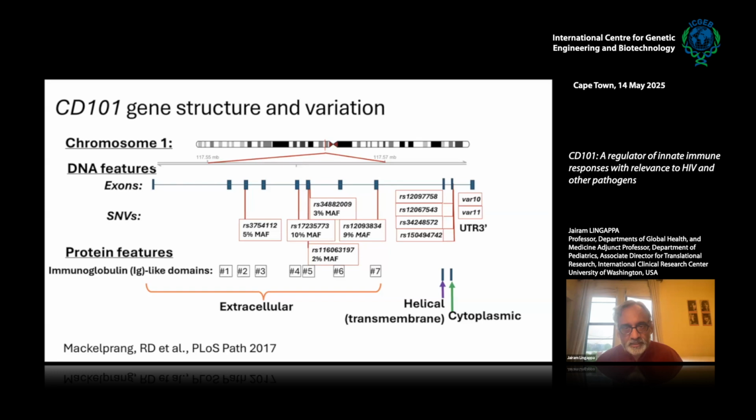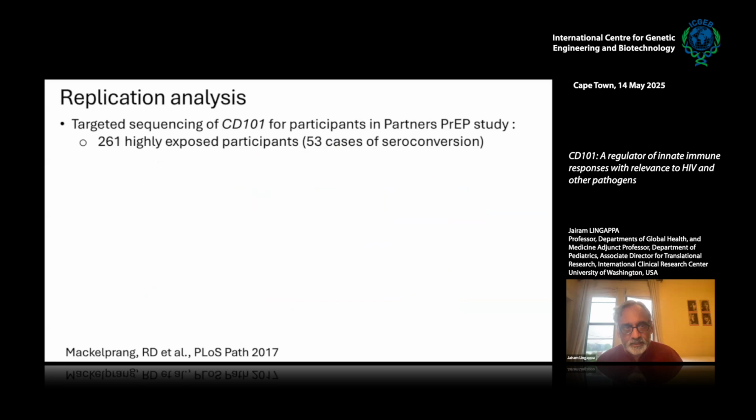And now we could take this subset of variants and test them specifically in a replication group, a second group of individuals from one of the clinical trial studies that we had conducted, where we did targeted sequencing of CD101 in 261 highly exposed participants, 53 of whom had acquired HIV.